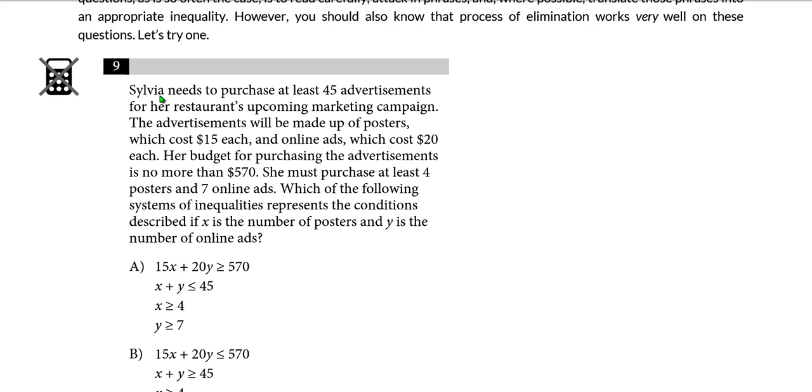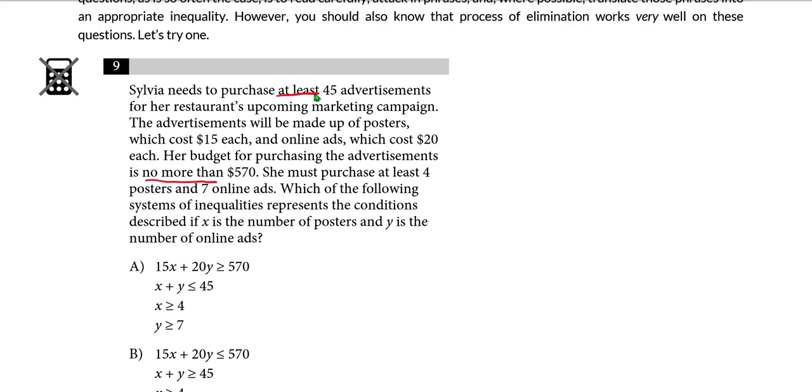So in number 9, we have Sylvia. She needs to purchase 45 advertisements for a marketing campaign. We will have posters that are $15 each, online ads that are $20 each. She has a budget that is no more than $570.